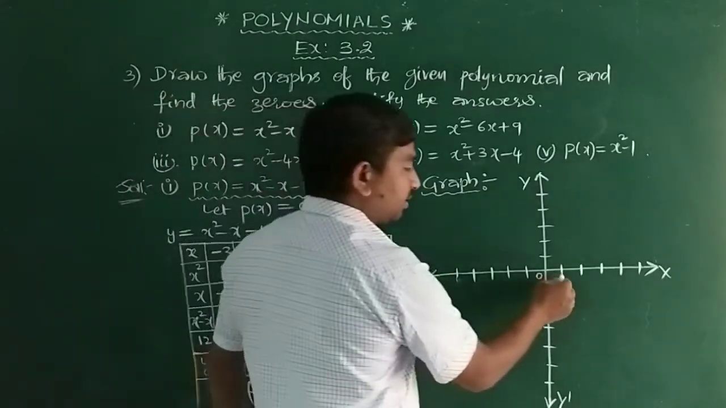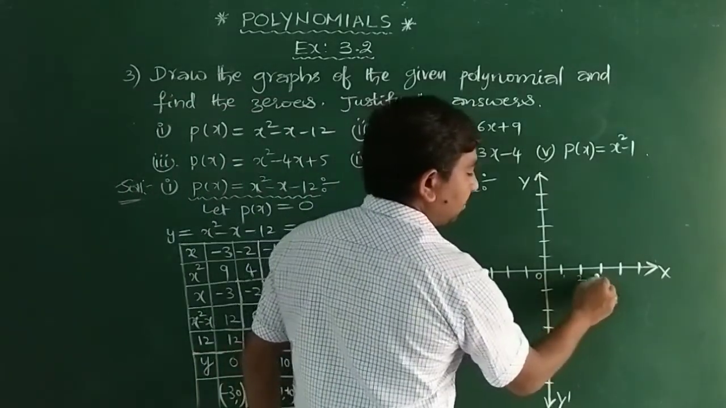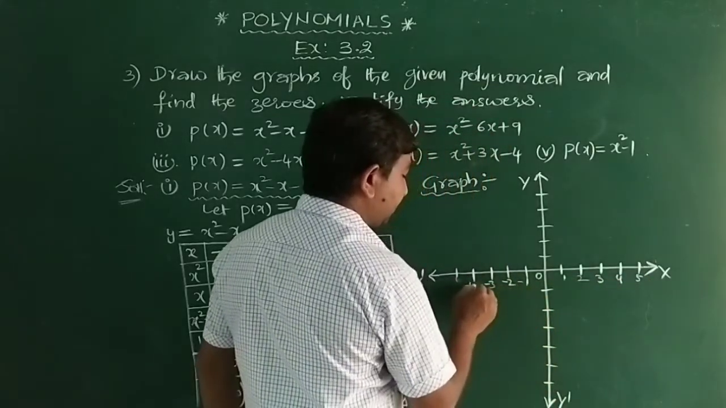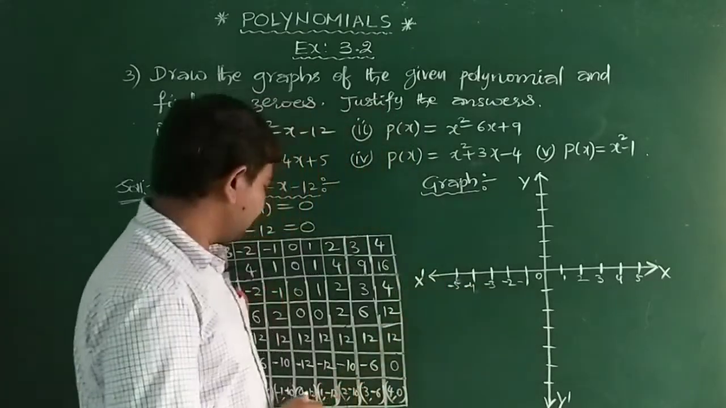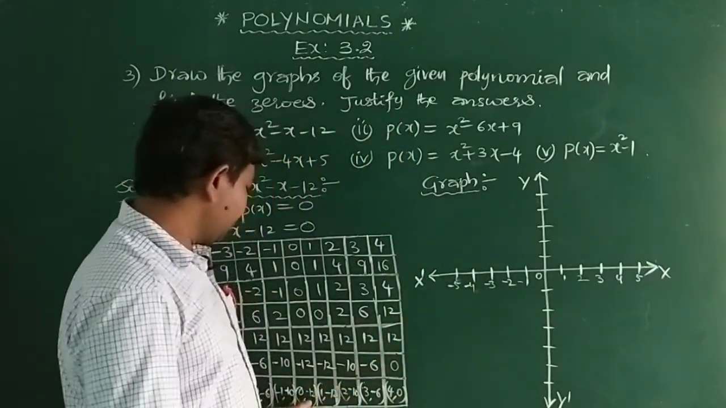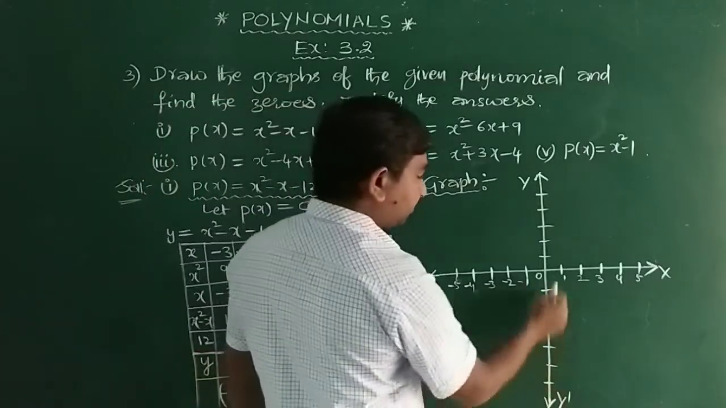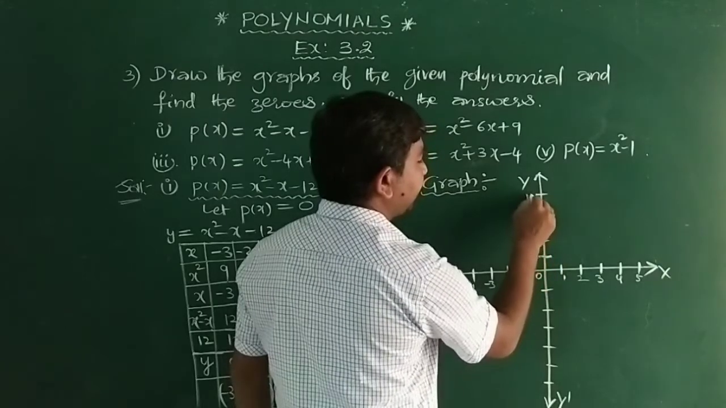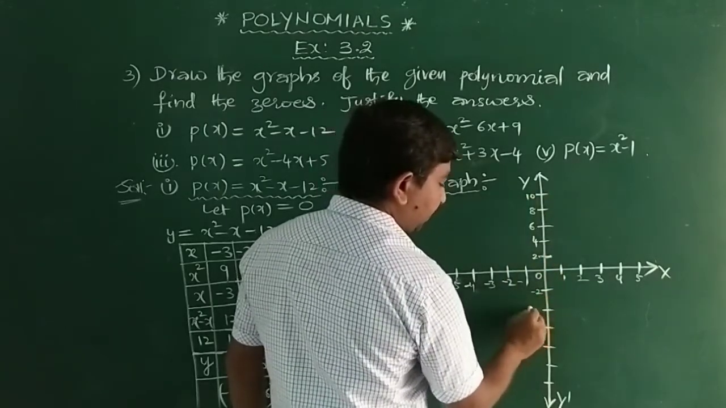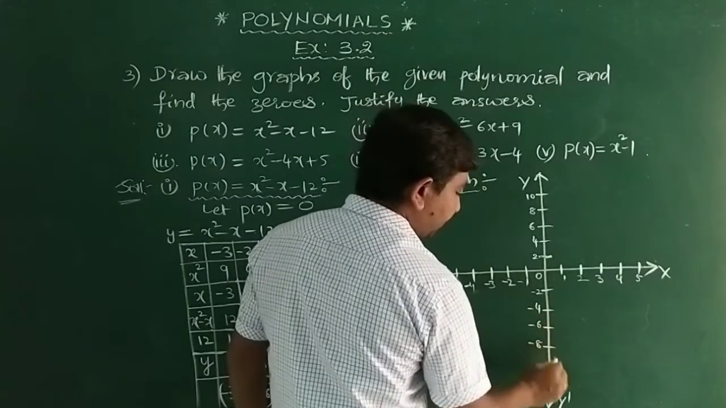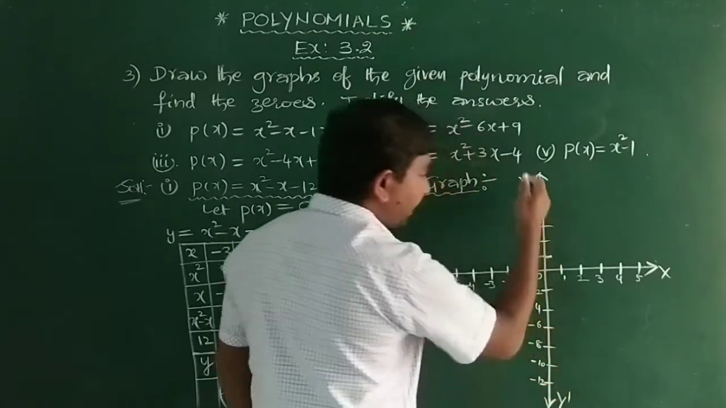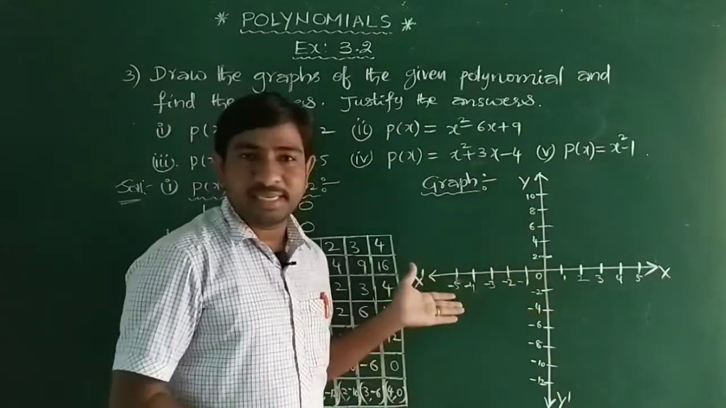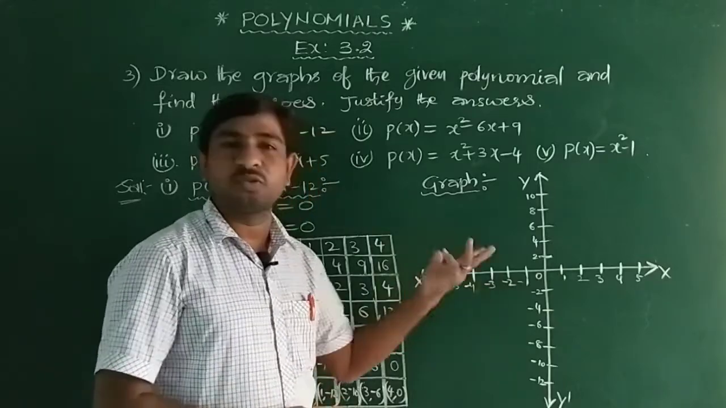So now I am taking 1, 2, 3, 4, 5 and here minus 1, minus 2, minus 3, minus 4, minus 5. On the y-axis it is better to consider up to 12, so 2, 4, 6, 8, 10 and minus 2, minus 4, minus 6, minus 8, minus 10, minus 12. On the y-axis, 1 unit is equal to 2 centimeters. On the x-axis, 1 unit is equal to 1 centimeter.